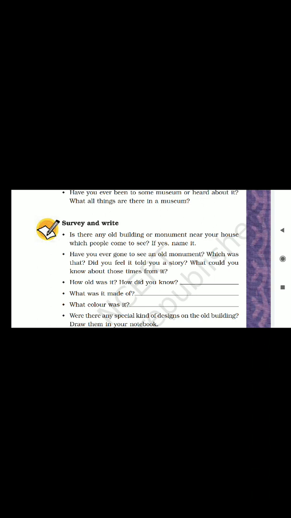Have you ever gone to see an old monument? Which was that? Did you feel it told you a story? What could you know about those times from it? So if you have ever visited an old monument, you have to name it. What was that? So you have to name it, and what was your experience about the visit that you have?